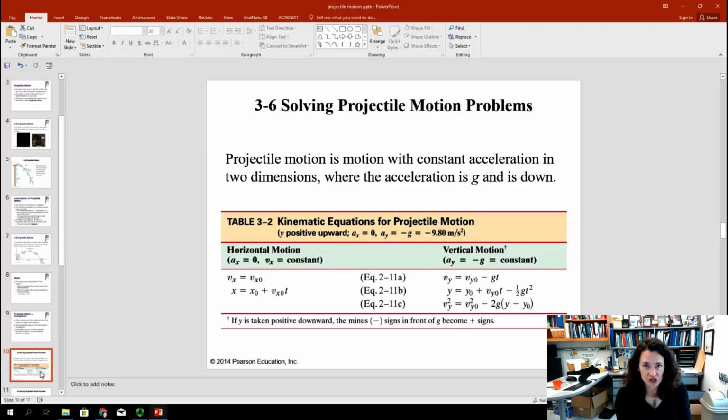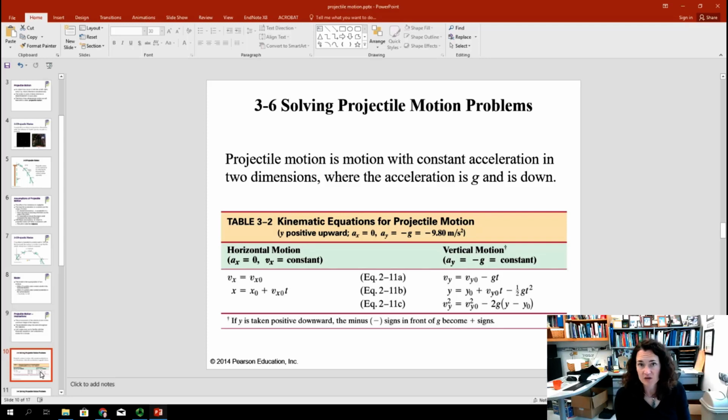The other equation that you're going to use is y is equal to y naught plus vy naught times t minus 1/2 gt squared. Y is the position of the particle at some later time t. Y naught is the initial position of the particle at t is equal to 0. T is, of course, the time at whatever later time you pick.